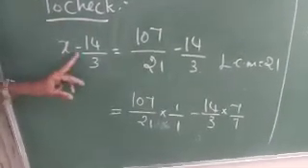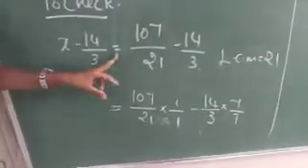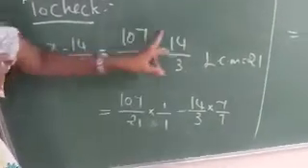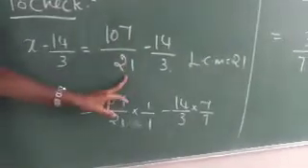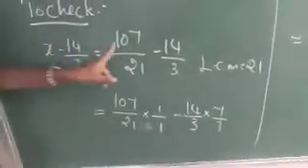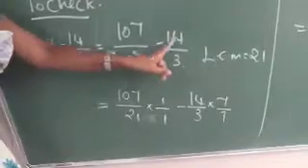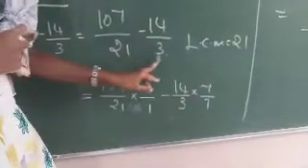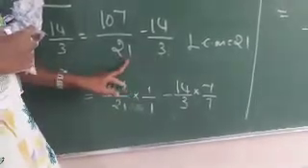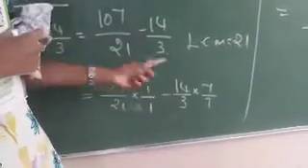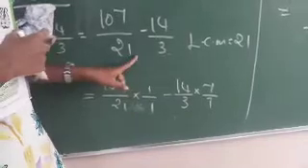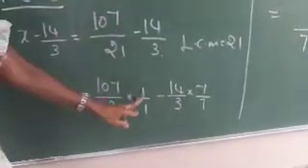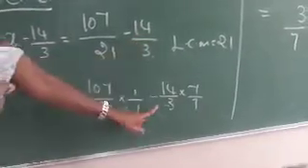So see, x minus 14 by 3. You already found the value of x as 107 by 21. So instead of x, you substitute 107 by 21 minus 14 by 3. See here, the denominators are 21 and 3, you have to equalize them. In the third table, when you multiply 3 with 7, you get 21. So the LCM will be 21.